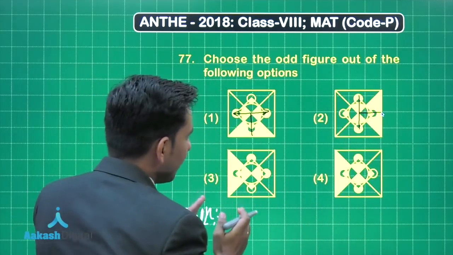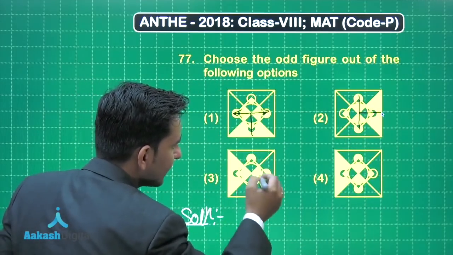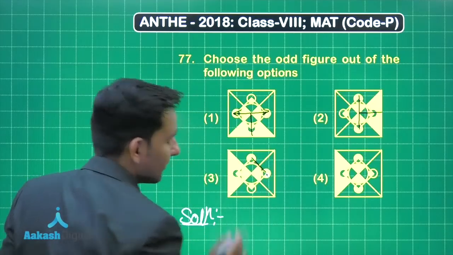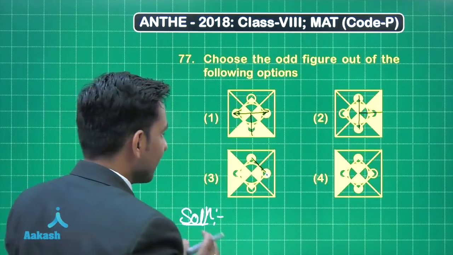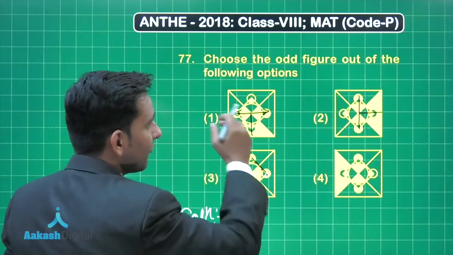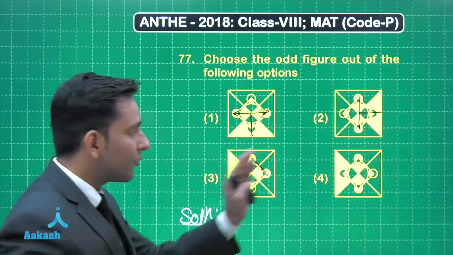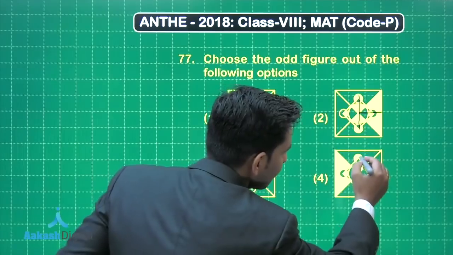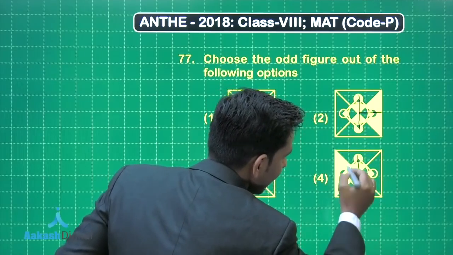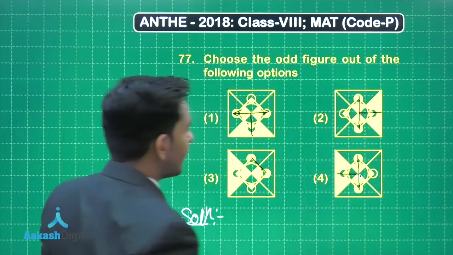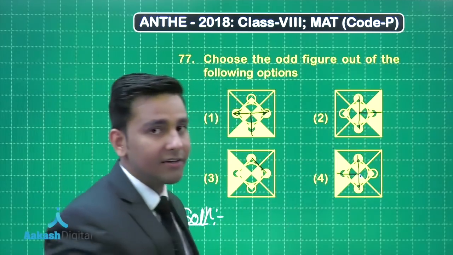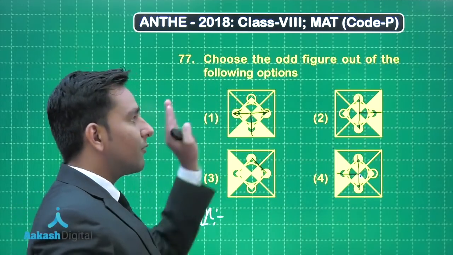In the third option we can see that the shaded sectors are adjacent to each other, not opposite to each other. So that means you can say this pattern is different from the previous two patterns. Now let's check the fourth option. Here we can see that in the fourth option we have the two opposite sectors and the shaded region is lying between the two opposite shaded sectors. That means similar to option number 1 and 2.